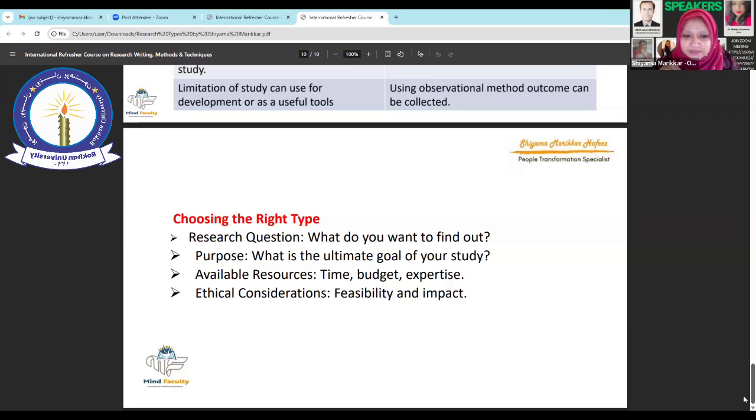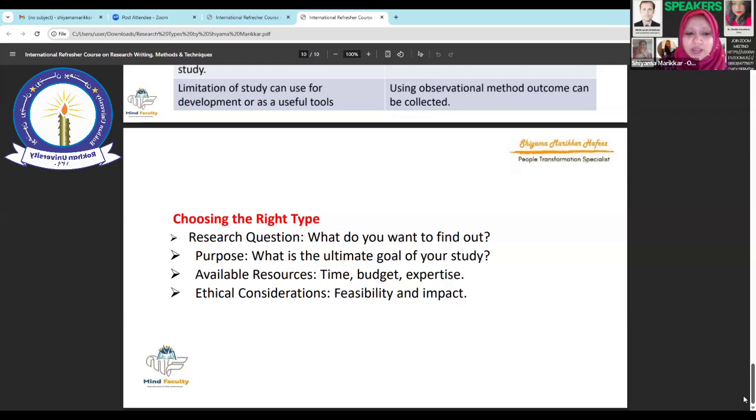And then the purpose. The purpose should be: what is the ultimate goal of your study? Is it useful for society? If you're discovering a new drug, it is of course useful to society. Or if you're trying to find the correlation between two factors for your company, of course it is important for that company's development. So in this way, that is the purpose. You should know what your question is and what the purpose is.